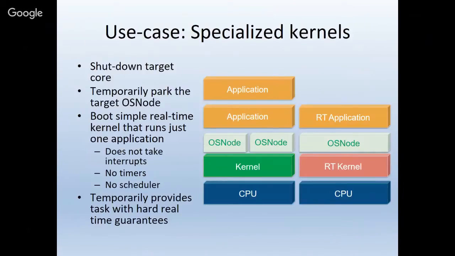Now we have freed up one of the cores. We can boot this core with a special kernel and build a simple real-time kernel that essentially does not take any interrupts. It does not have any timer or scheduler in the kernel. It is designed to just run a single application. So this kernel is constructed on an OS node and temporarily runs a real-time application.